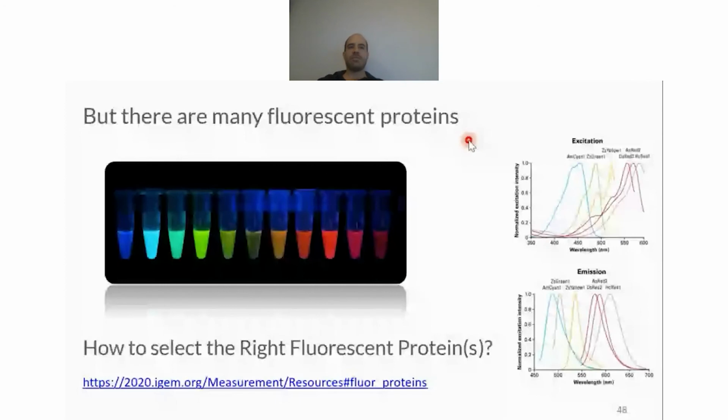But there are many other fluorescent proteins, and if you were in the previous webinars of the measurement committee, we mentioned already that we have a resource in the measurement hub which can help you to select the right fluorescent protein for your project. There are many different fluorescent proteins, and when you have to select one or more than one, you need to study the different emission and excitation spectra of the proteins and see which one is better for your project.